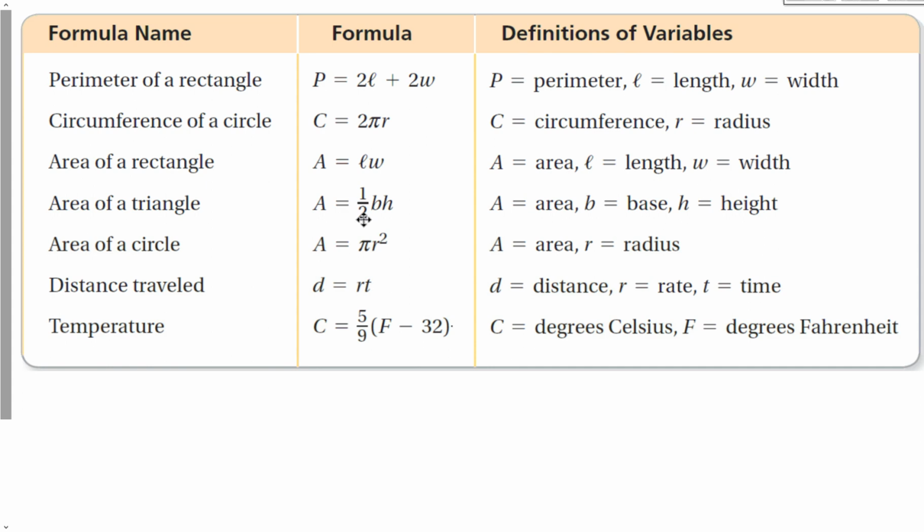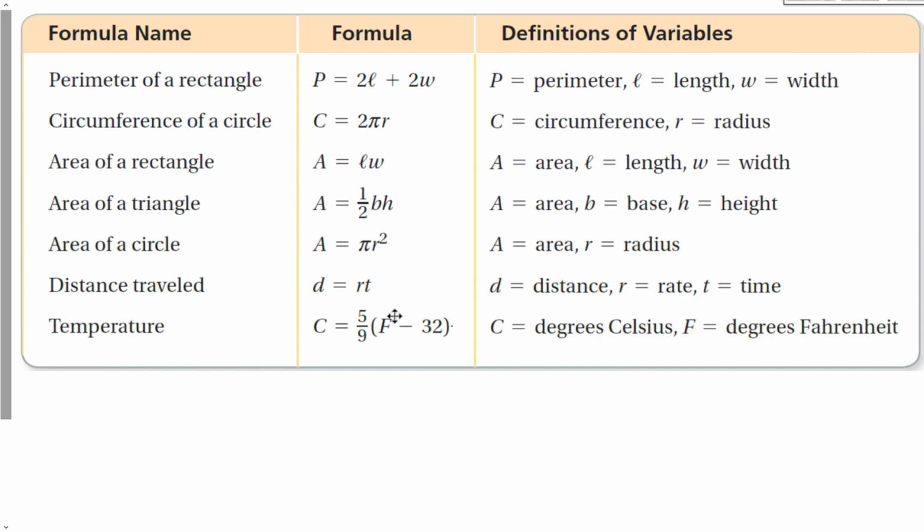Triangle. Area is equal to 1/2 the base times the height. Area of a circle. Area is equal to pi r squared, radius squared. Distance traveled. Distance is equal to rate times time. And temperature, this one is commonly used when we're talking about literal equations, when we're talking about changing one thing to another thing. Celsius is equal to 5/9 times Fahrenheit minus 32.